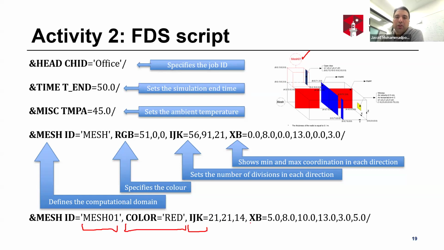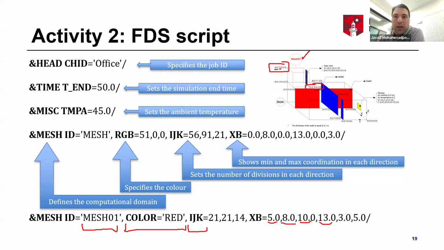What is the dimension? How can we define the mesh as a geometry, as our computational domain? You just need to consider these coordinates. What is the minimum X? It's 5. What is the maximum X? It's 8. What is the minimum Y? It's 10. What is the maximum Y? It's 13. So 10 and 13. You just need to consider one decimal.